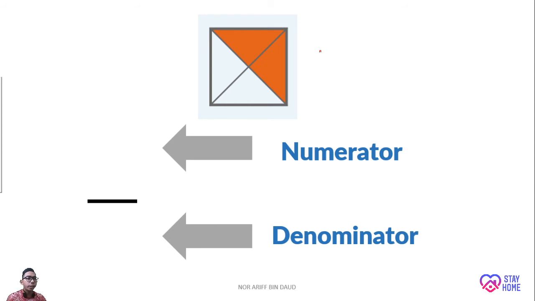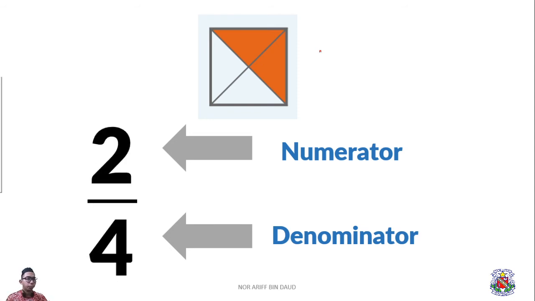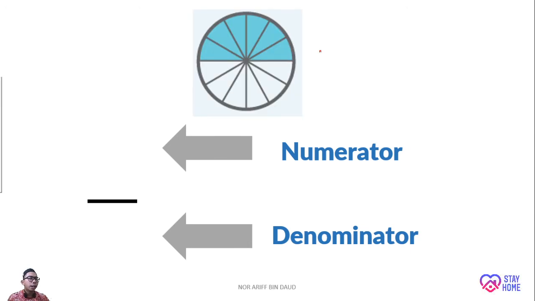So now we're going to the denominator. The denominator will be 4. The numerator will be 2. Okay, it's very simple.